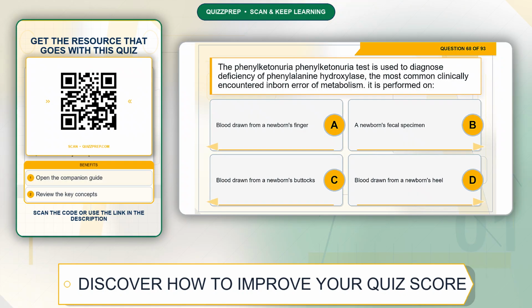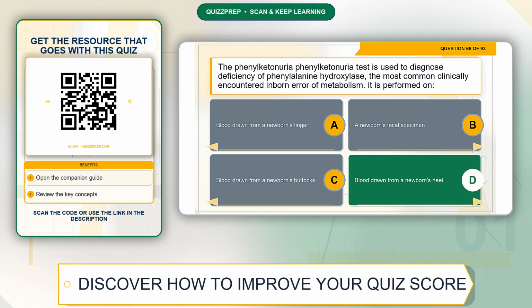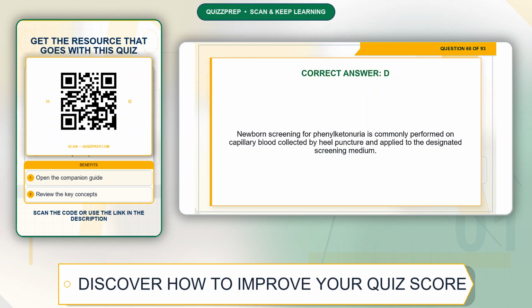Question 68. The phenylketonuria test is used to diagnose deficiency of phenylalanine hydroxylase, the most common clinically encountered inborn error of metabolism. It is performed on: Option A, blood drawn from a newborn's finger. Option B, a newborn's fecal specimen. Option C, blood drawn from a newborn's buttocks. Option D, blood drawn from a newborn's heel. The correct answer is option D, blood drawn from a newborn's heel. Explanation. Newborn screening for phenylketonuria is commonly performed on capillary blood collected by heel puncture and applied to the designated screening medium.